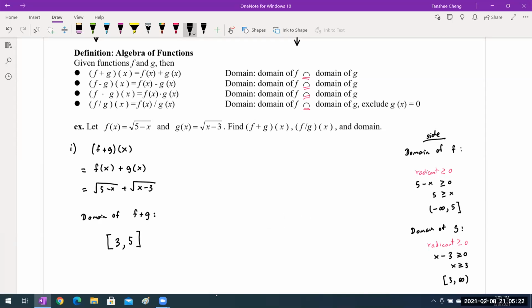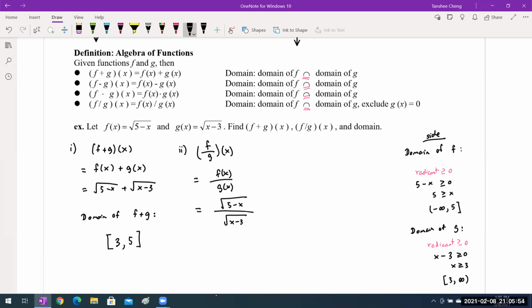Next, part B of this is f function divided by g function of x. This is simply saying f of x divided by g of x. When I write it down in algebraic format, that will become square root of 5 minus x divided by square root of x minus 3. You can rationalize the denominator, but not necessarily at this point.